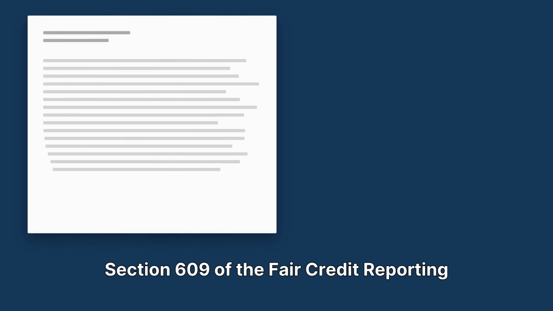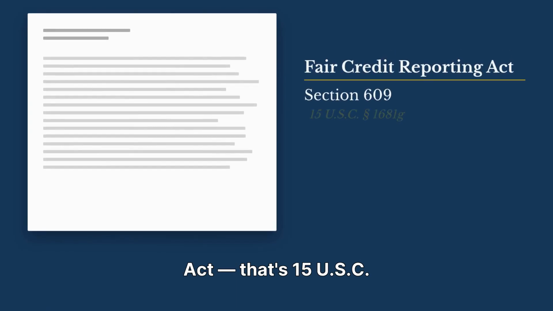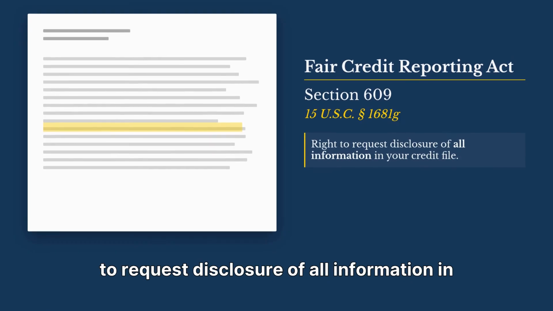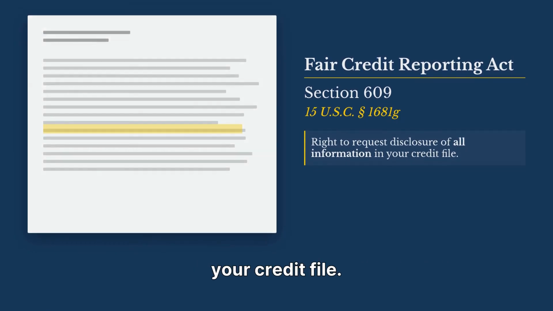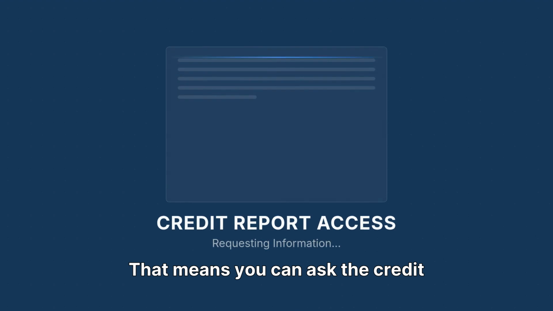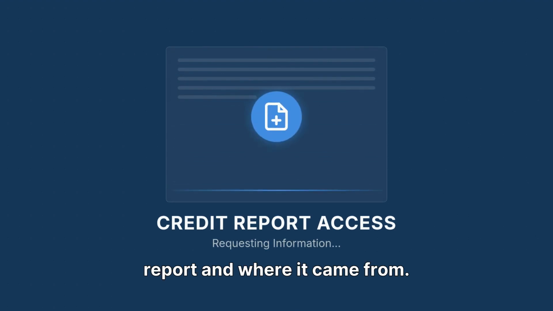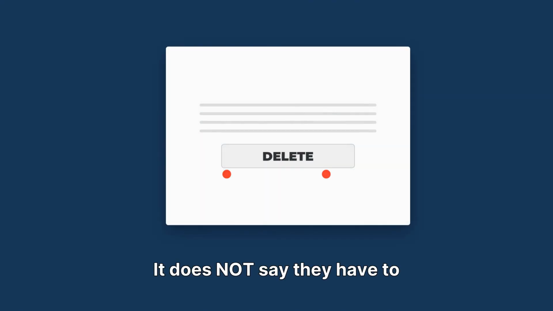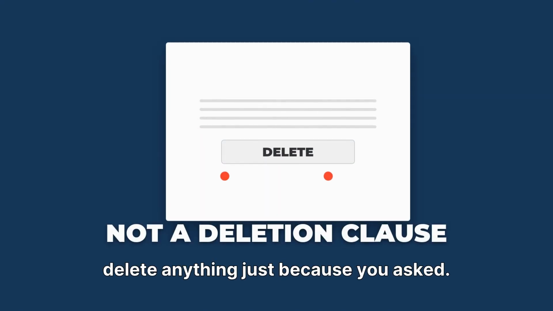Section 609 of the Fair Credit Reporting Act, that's 15 U.S.C. Section 1681g, gives you the right to request disclosure of all information in your credit file. That means you can ask the credit bureaus to show you what's on your report and where it came from. That's it. It does not say they have to delete anything just because you asked.